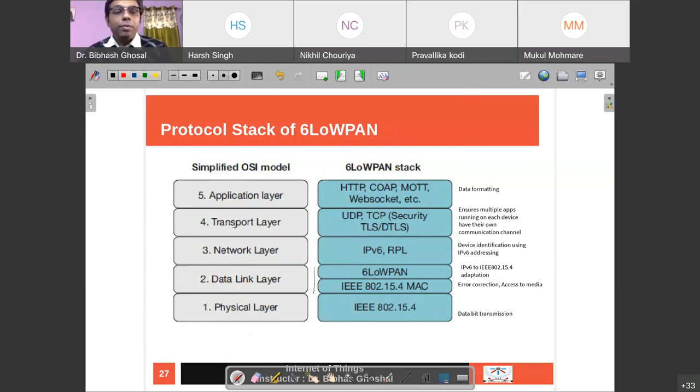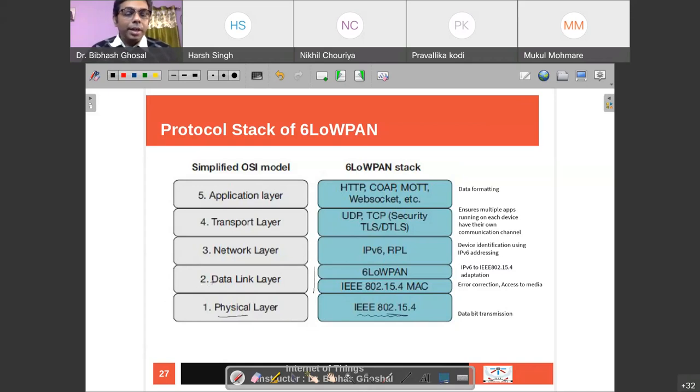In the case of the OSI model, we use the physical layer, which primarily is about how to transfer the data. That is, how do you send the bits, what kind of communication medium you are going to use, what should be the data rate, how to handle noise, etc., is handled in the physical layer. In the case of 6LowPAN, the data transmission, as you see here, is handled through the IEEE 802.15.4 standard. That takes care of the data transmission.